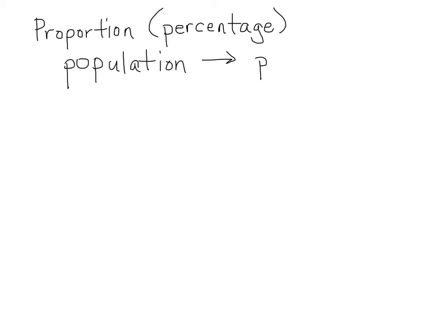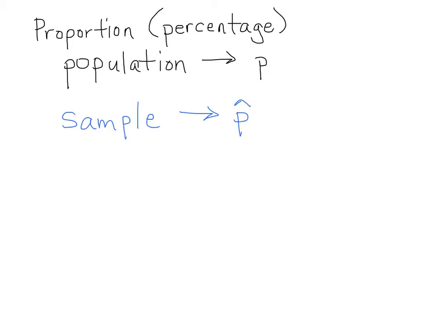Gathering data from a population can be a bit daunting, so instead we get information from a sample, and we call this statistic p hat. So both of these represent proportions, just p hat comes from a smaller subset of the population.